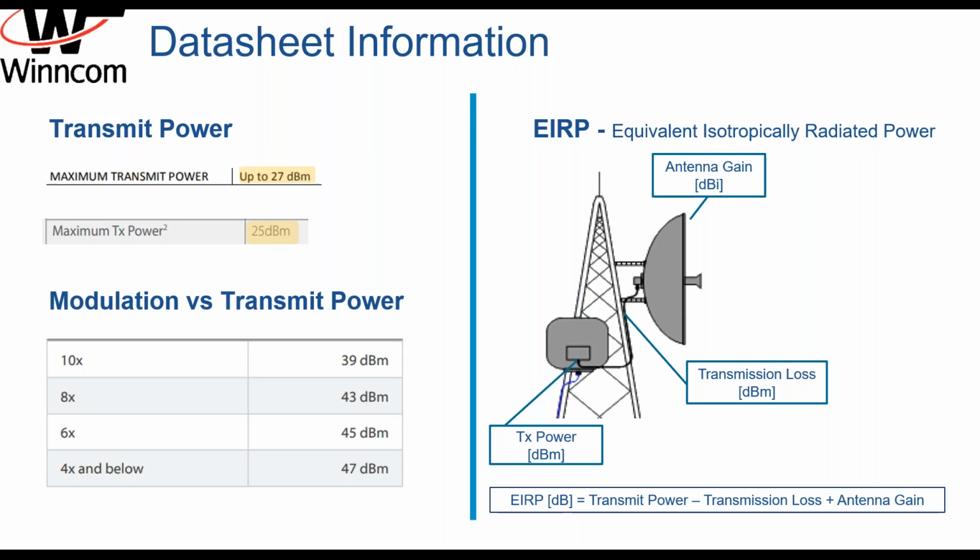Just keep in mind that the transmission loss is 0 for integrated antenna radio, since there is no cable to connect the antenna to the radio. The EIRP levels are generally limited to 30 to 36 dB range by the regulatory bodies. So if you have, let's say, a 27 dBi antenna, integrated antenna, you will have 3 dBm transmit power only if your limit is 30 dB.